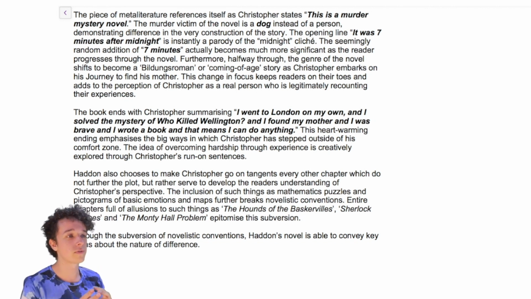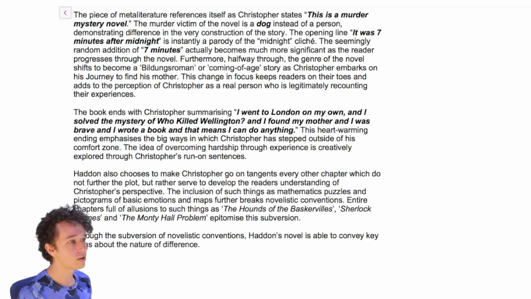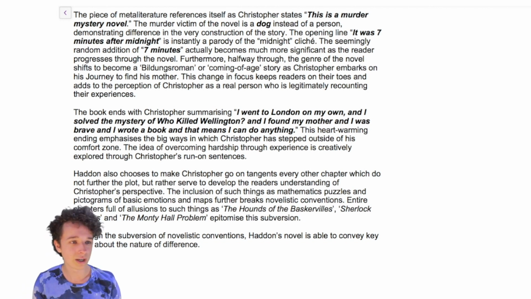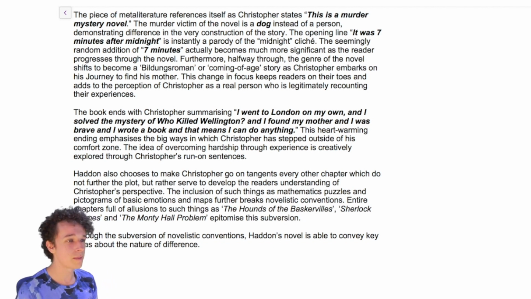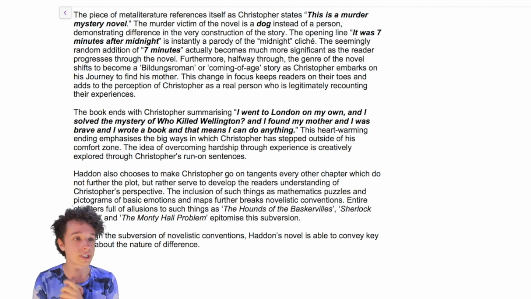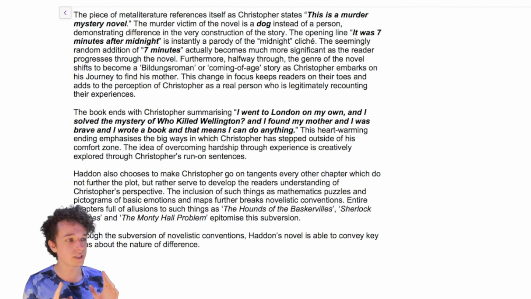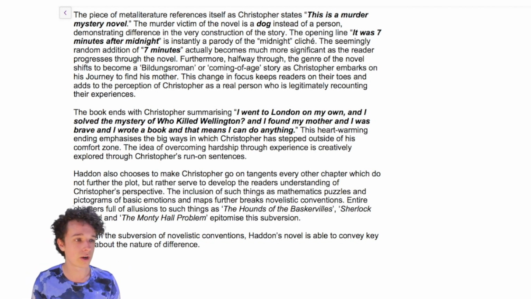The book ends with Christopher summarizing, "I went to London on my own and I solved the mystery of who killed Wellington, and I found my mother and I was brave and I wrote a book, and that means I can do anything." This heartwarming ending emphasizes the big ways in which Christopher has stepped outside of his comfort zone. The idea of overcoming hardship through experience is creatively explored through Christopher's run-on sentences.